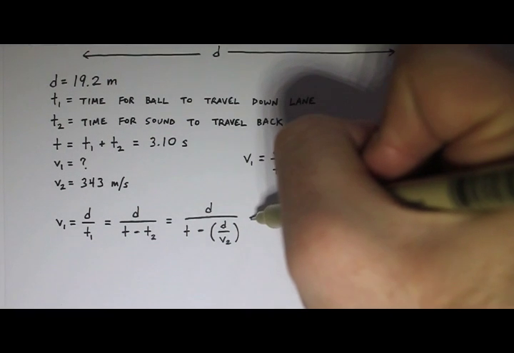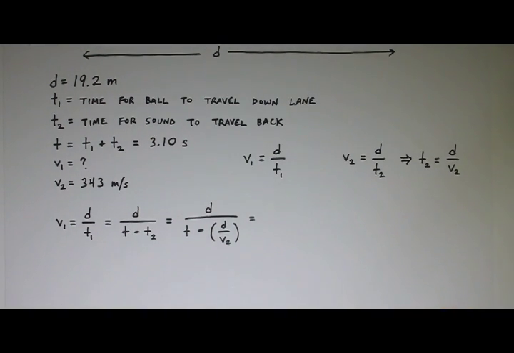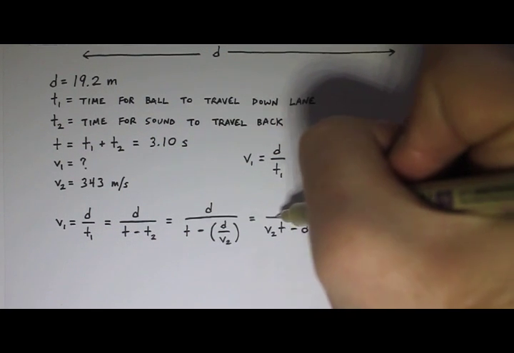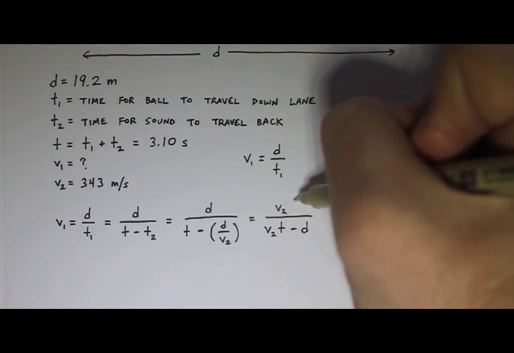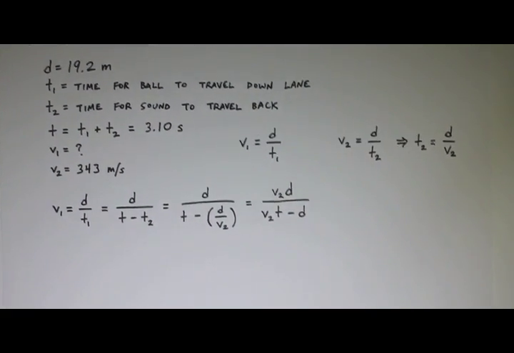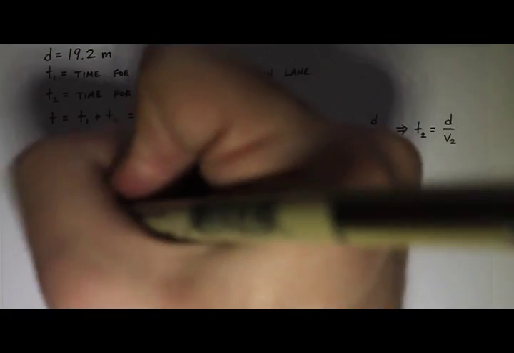And now to get rid of this compound fraction here, let's multiply everything by V2. So I get V2 T minus D, and then I get a V2 D up top, and I'm ready to plug in because I know all these things. Okay, so let's do it. So I'll do it down here.